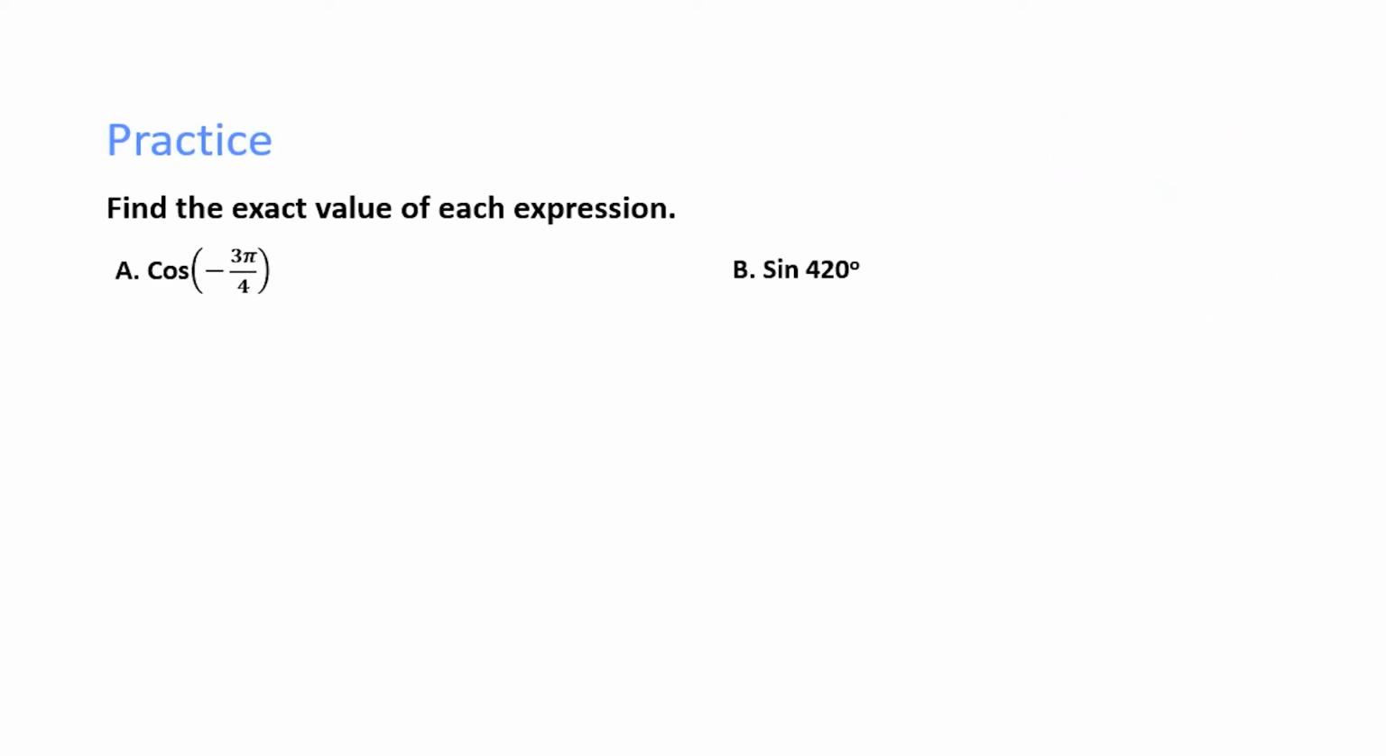Now it's time for you to practice on the two following examples. We have cos of -3 pi over 4 and sine of 420 degrees. Find the exact value of each expression, and we will come back in a few minutes to look at the answers.